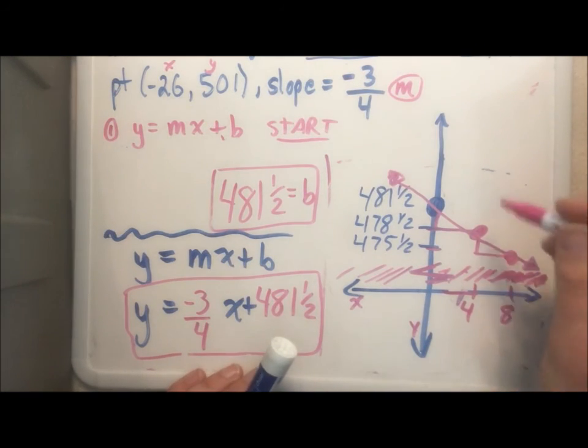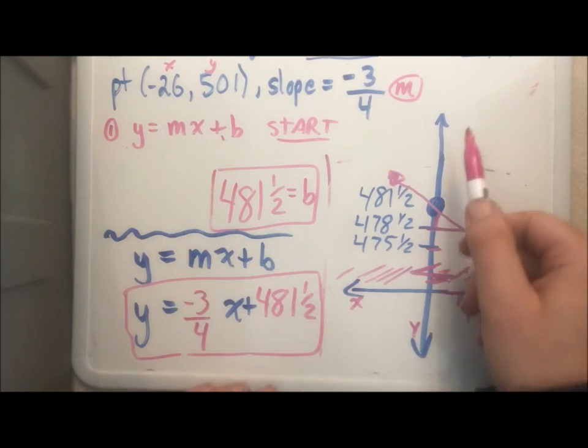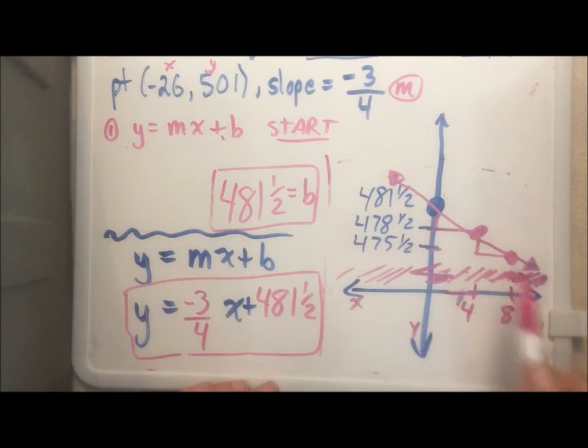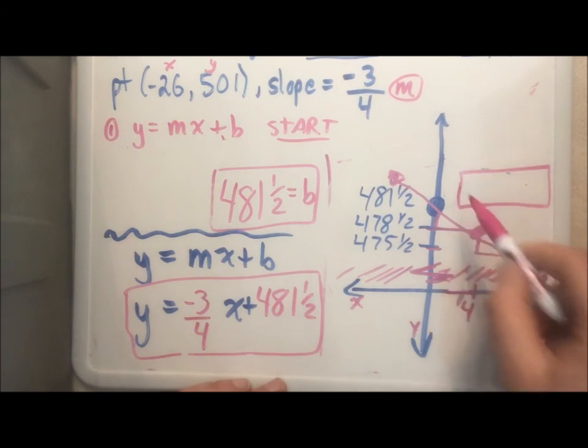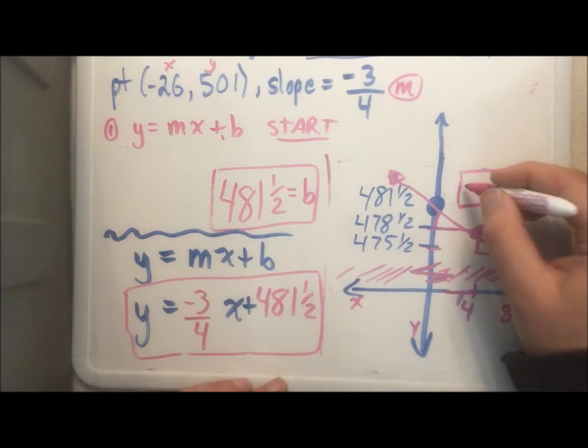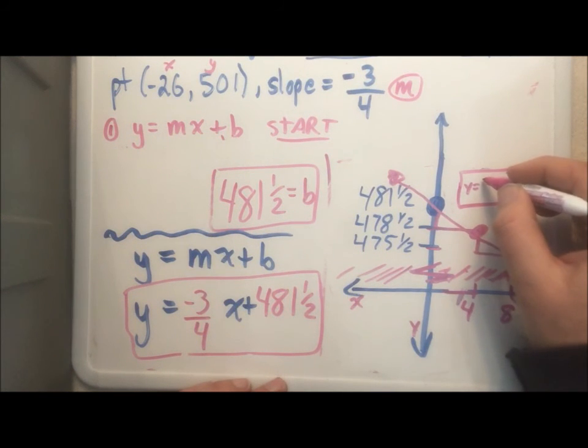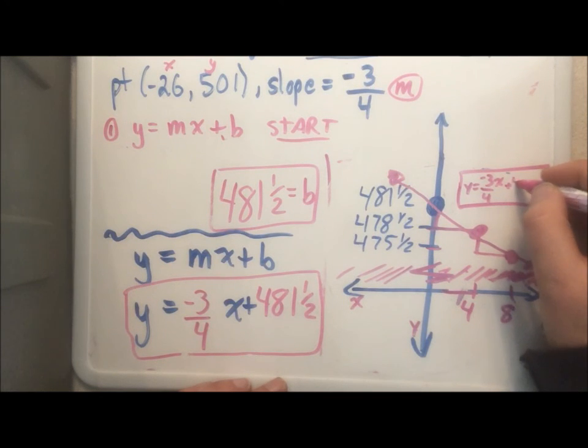And now I just inspect my everything. Do I have my arrow tips? 1, 2, 3, 4, 5, 6? Yes. Do I have my X and Y? Yes. Do I have my lightning bolt with the stuff shaded out? Yes. Do I have my equation? No. So I'm going to put that right here. Hopefully it fits. y equals -3 over 4 x plus 481 and 1/2.